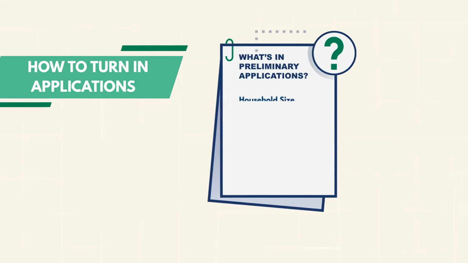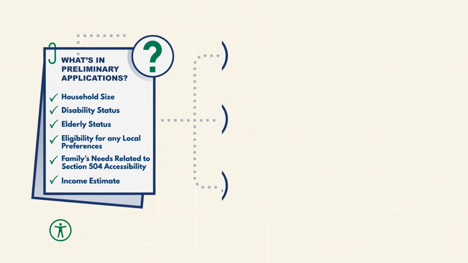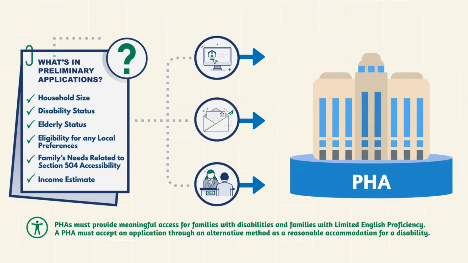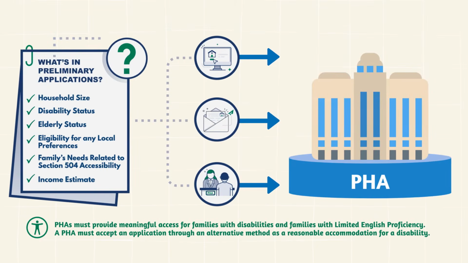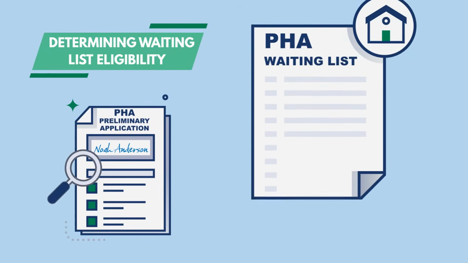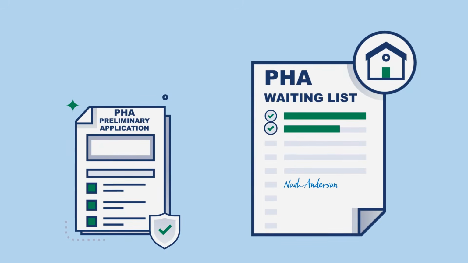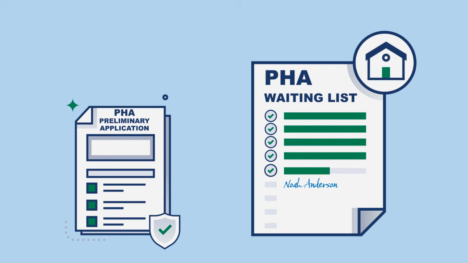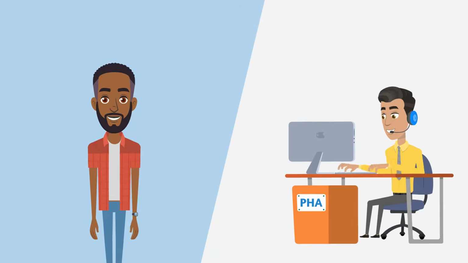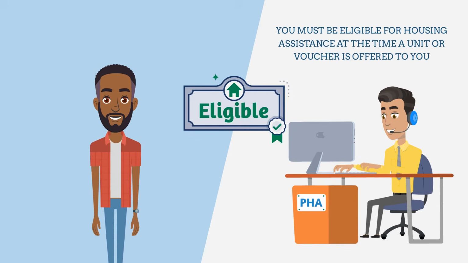Typically, applicants complete a preliminary application for the waiting list. Check with the PHA to find out how you can submit a housing application. Being placed on the waiting list doesn't always mean you are eligible for assistance. The PHA will use the information in your application to determine preliminary eligibility. Your eligibility will be verified when housing or a voucher is available. You must be eligible for housing assistance at the time a unit or voucher is offered to you.